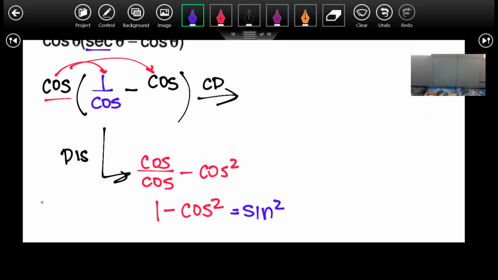So sine squared would be my answer. To write it out fully, we're going to throw in that theta for my answer. Okay, that's technically my answer. Now that's the distributive way. These are what I'm telling you. There's multiple ways of doing some of these types of problems.